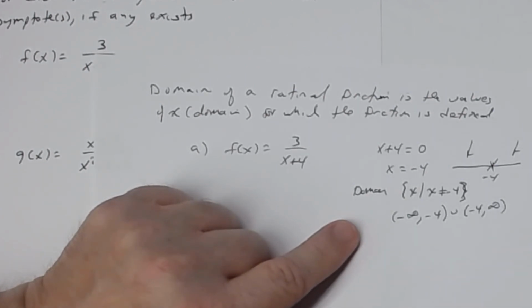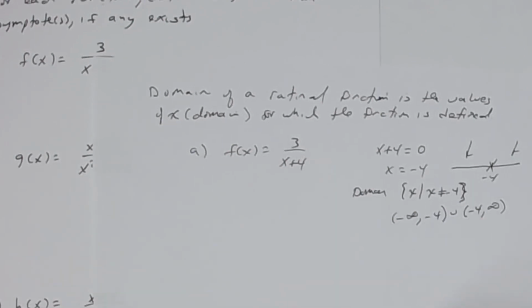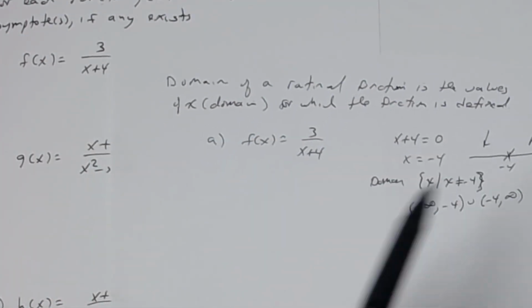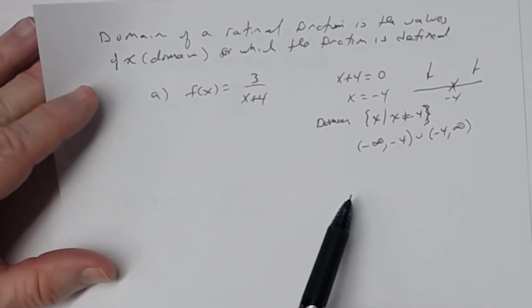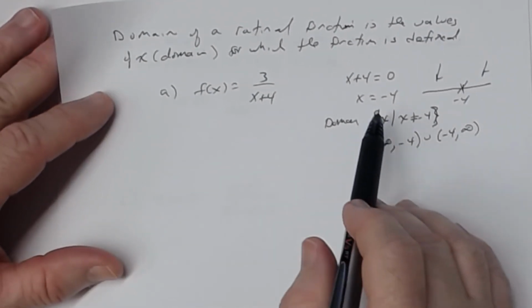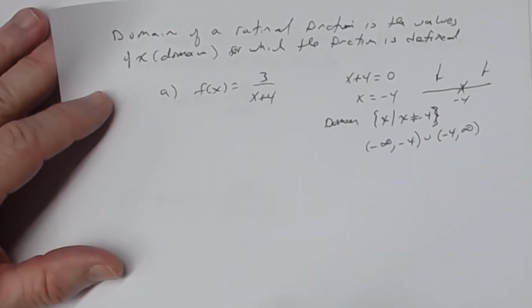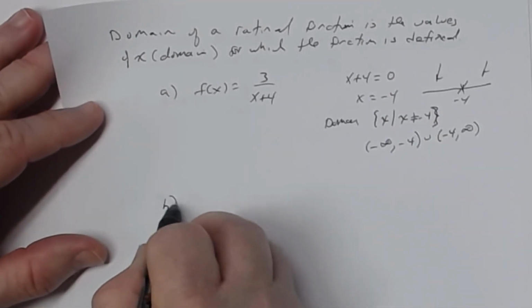Okay? Now, we have to be careful with what I'm about to say. Actually, I'm going to go ahead and find the domain of each, and then we'll come back and do the asymptotes, the vertical asymptotes. All right, so that's the domain for part A. So all real numbers except negative 4, right? Okay, let's look at part B.